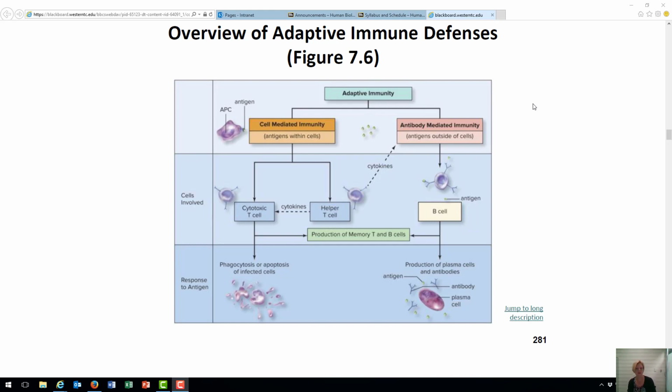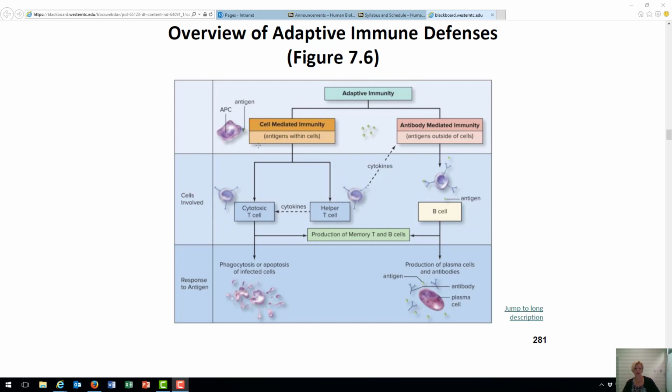So there's two branches of the adaptive immunity. There's the cell-mediated immunity, and then there's the antibody-mediated immunity. With cell-mediated immunity, it just means that that antigen has to bind with a cell of the immune system and then be presented to other cells of the immune system in order to be destroyed and eliminated. With antibody-mediated immunity, we have antibodies that are formed that will bind with that antigen directly in the tissues or the blood.